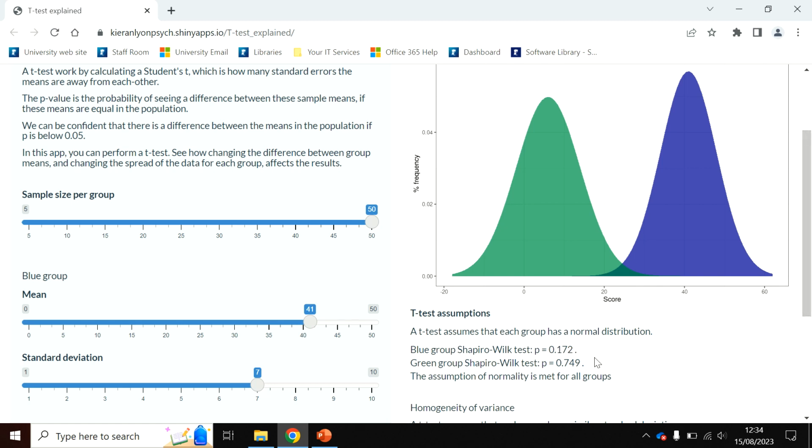both of these are non-significant. P is equal to or above 0.05. The assumption of normality has been met for all the groups. This is good. And one thing you'll see with this app, by the way, is that that's always true, because the way the data has been simulated in the computer code, it's always going to be normal.